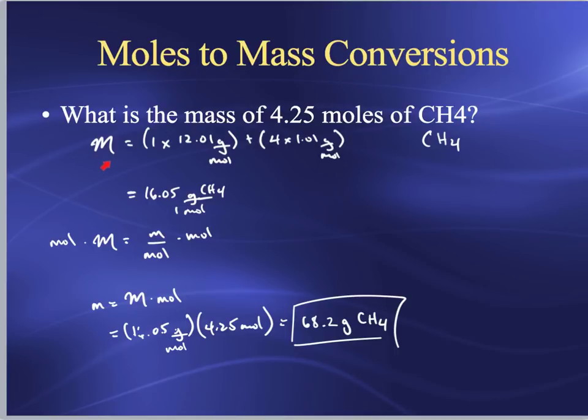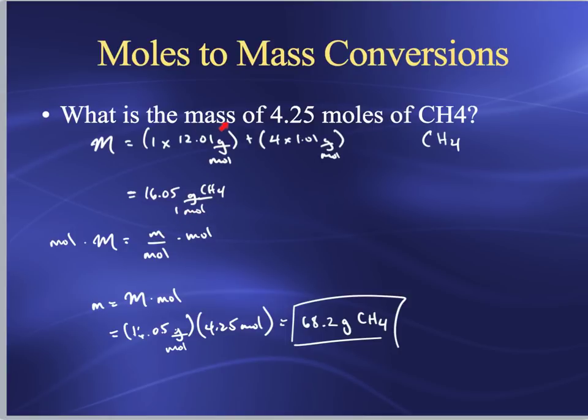To determine the molar mass first, carbon is 12.01 grams per mole from the table, and I've got one of them, plus I've got 4 hydrogens, and each hydrogen's mass is 1.01 grams per mole. I do that math, I get 16.05 grams per mole for methane. So even with compounds, we can figure out their molar masses. We just have to add up everything that's in it. This one was pretty easy, 1 carbon and 4 hydrogens. That's all you have to do.